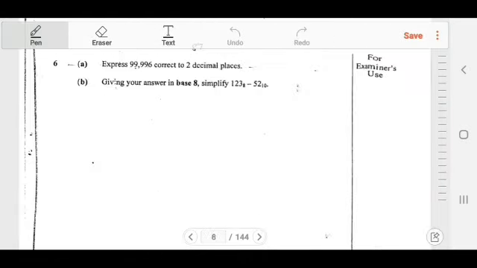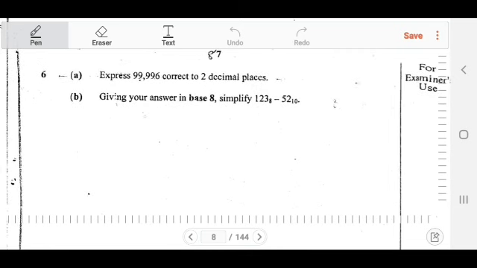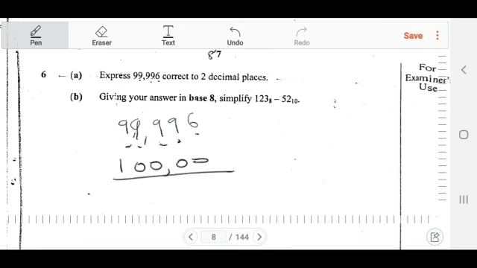Moving on. Number 6. Express 99.996 correct to 2 decimal places. Okay, correct to 2 decimal places. So this 6 is going to affect that 9. So we are going to have 99.996. This 6 will affect this 9. Then we're going to get 10 here, affecting this 9, affecting this 9, and then affecting this one. So we are going to have 100.00. This is our answer.